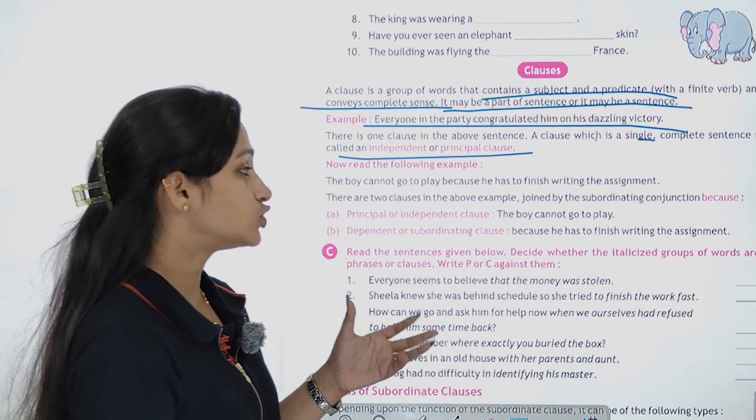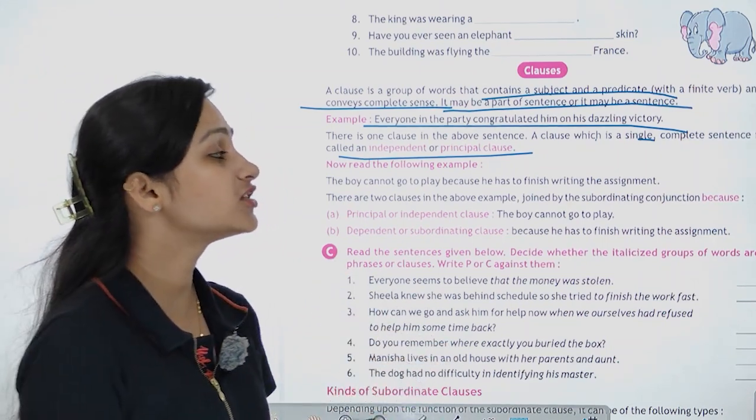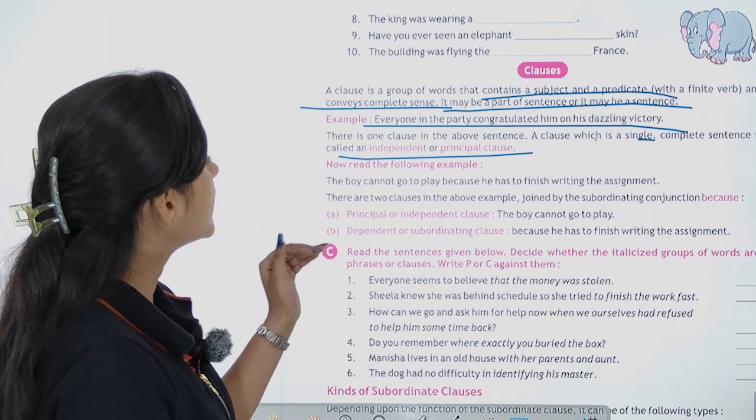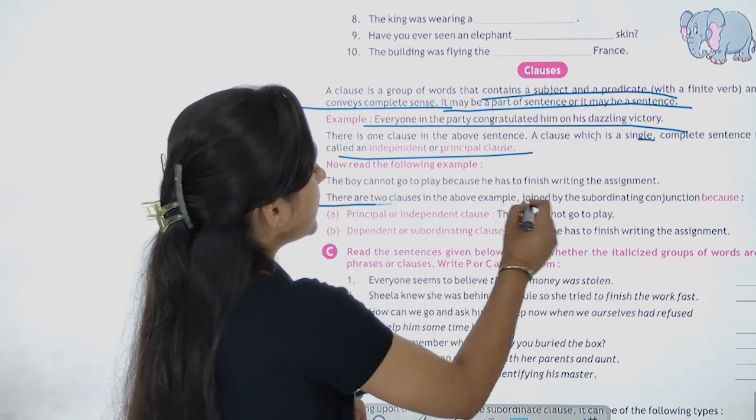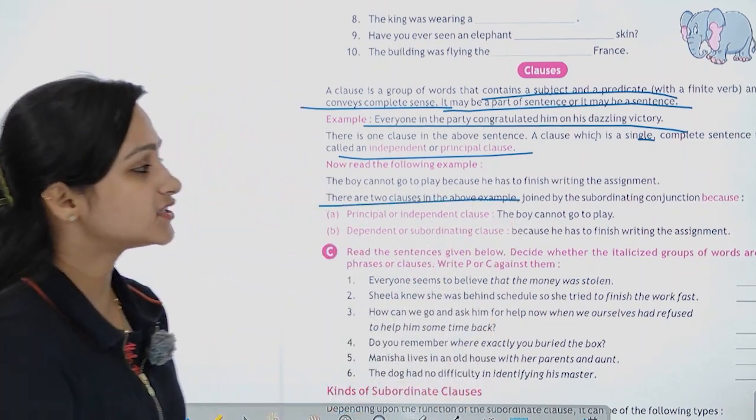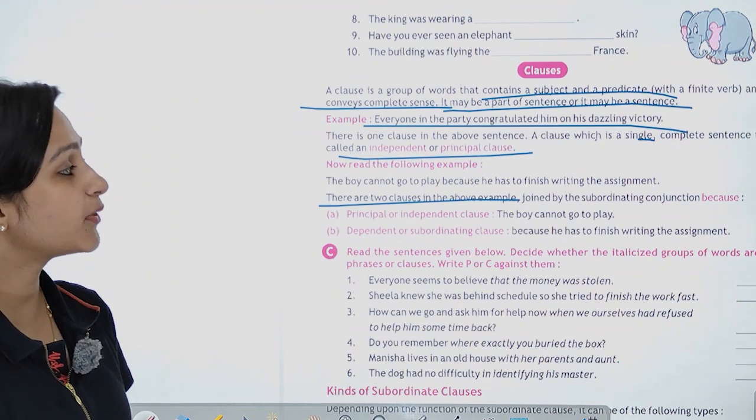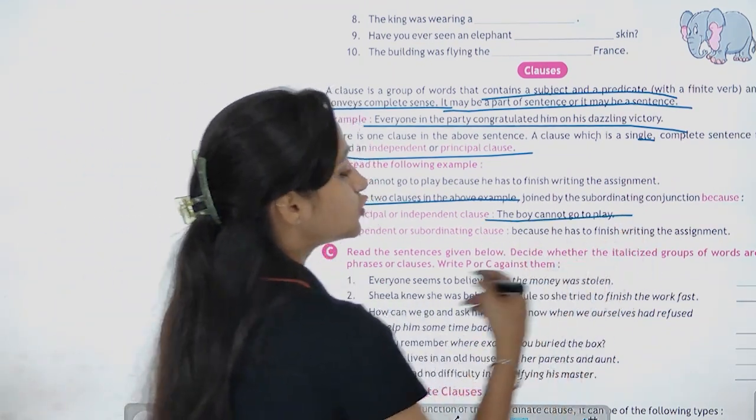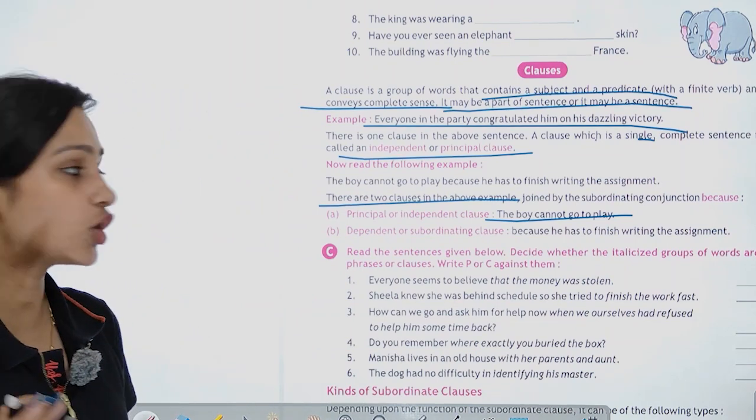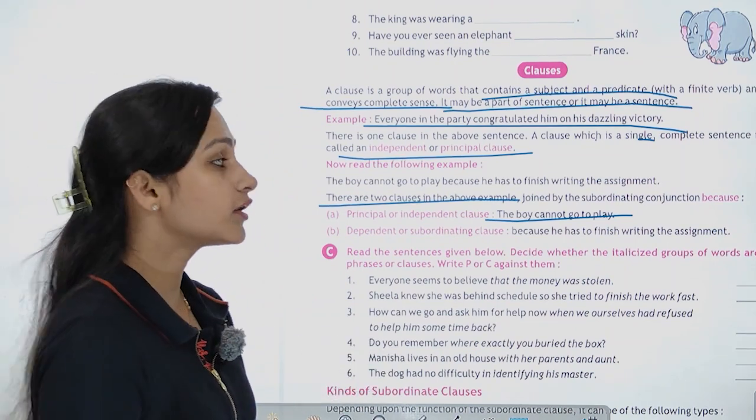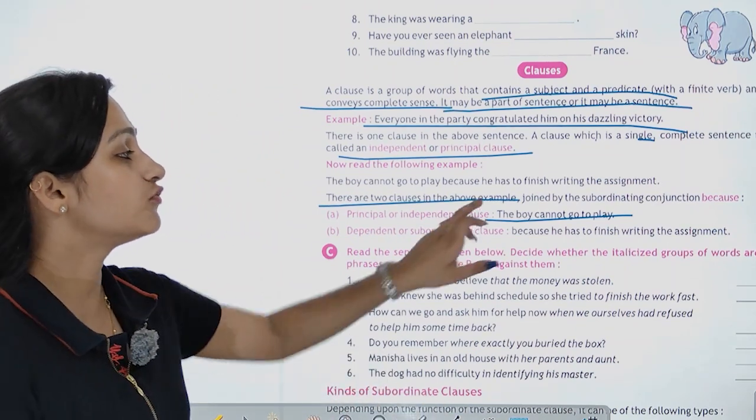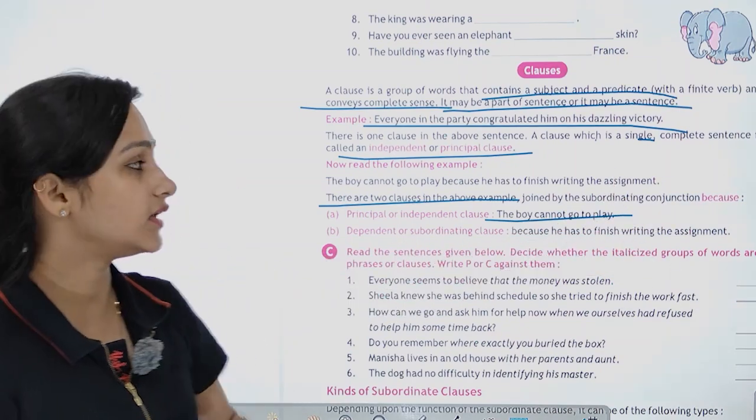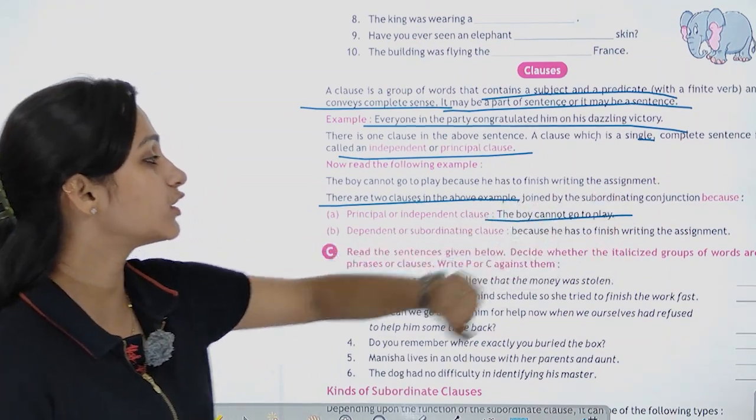Now read the following example. The boy cannot go to play because he has to finish writing the assignment. There are two clauses in the above example. दो clauses हैं. Joined by a subordinating conjunction. किससे joined है? Because से. So principal और independent clause: the boy cannot go to play. क्या principal और independent clause है? Dependent और subordinate clause क्या है? Because he has to finish writing the assignment. ये आपका dependent और subordinating clause है.